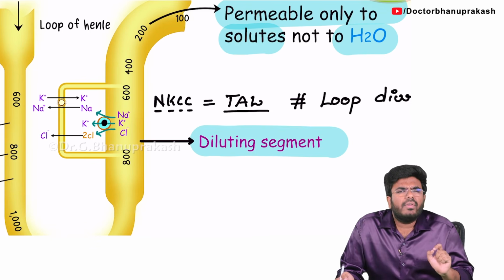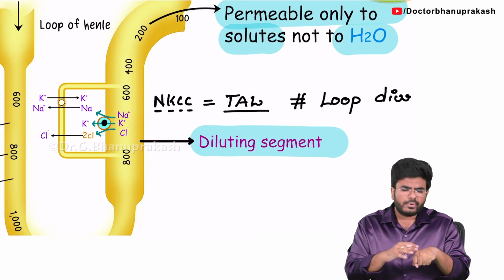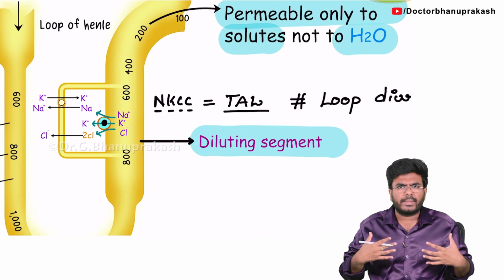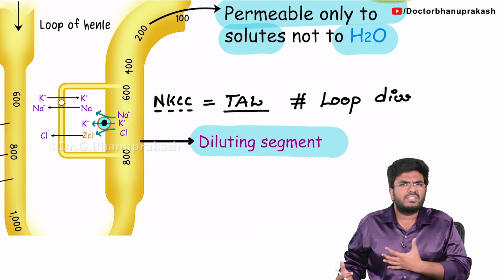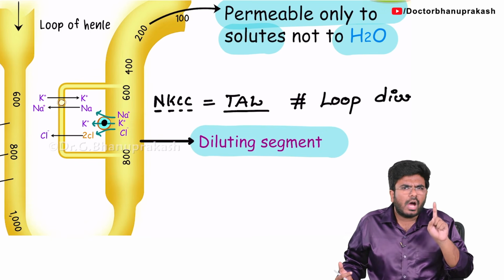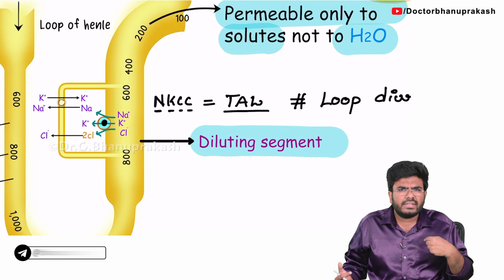So now tell me, where do we use the loop diuretics? Imagine a person is having excessive fluid accumulation in his body. That is edema, let's say pulmonary edema. Imagine a person with pulmonary edema. There is a lot of excessive fluid accumulation in the body. How can you decrease the body fluids? How can you treat this edema?